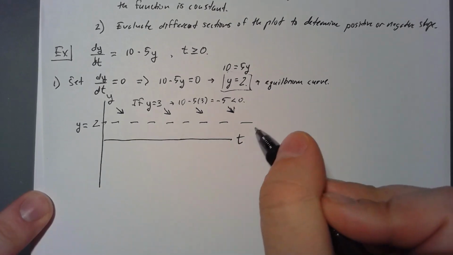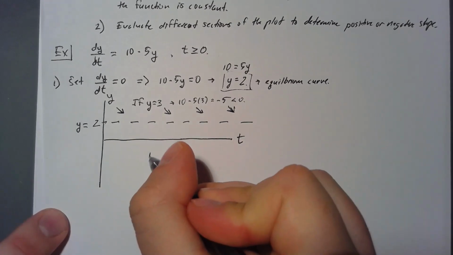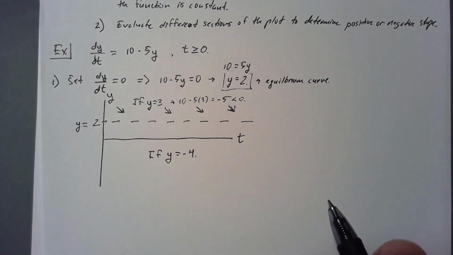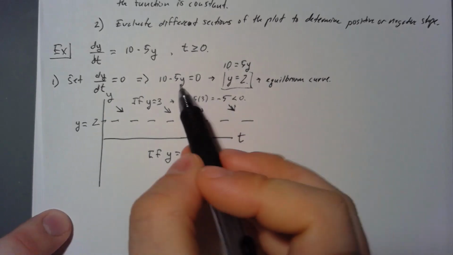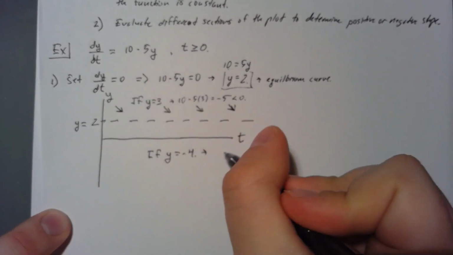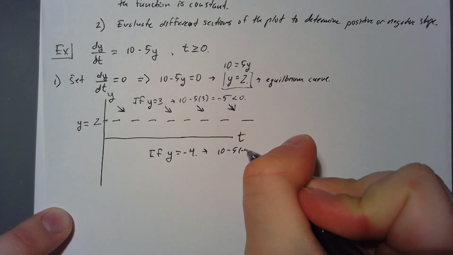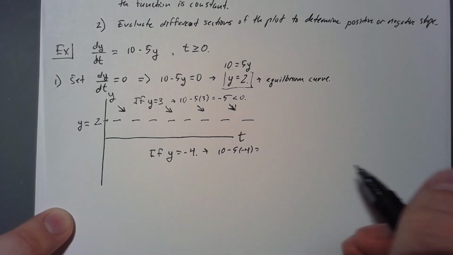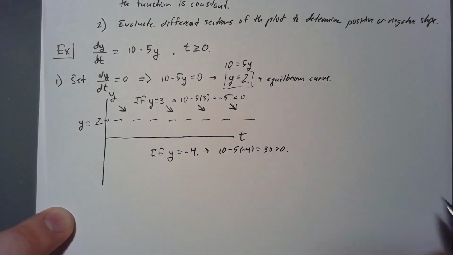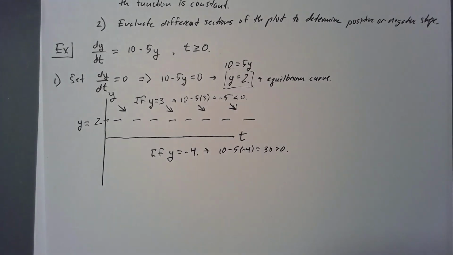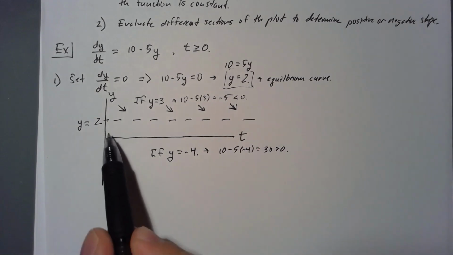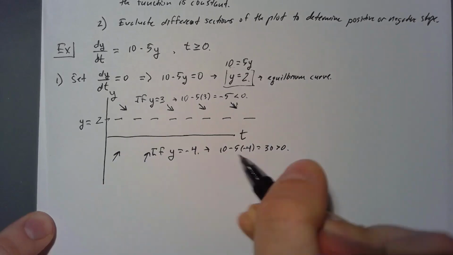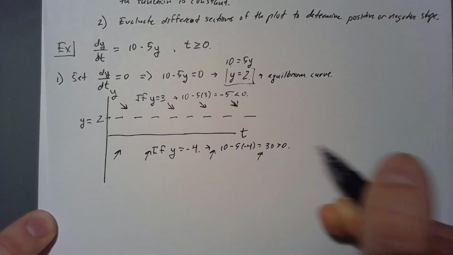Now if I do that below y equals 2, for example, say y equals negative 4, and I plug that into my differential equation, that's 10 minus 5 times negative 4. That's 10 plus 20, which is 30, and that's obviously positive. So what does that mean? That means below y equals 2, I have positive slope, so I put arrows pointing up to indicate that.